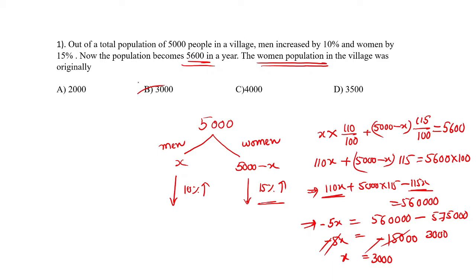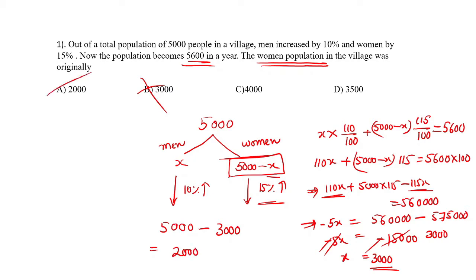X equal to 3,000, this is wrong. What is the question? The women population in the village was originally. The women population is 5,000 minus X, not X. X is for men, and 5,000 minus X is for women. So 5,000 minus 3,000 gives the answer 2,000. Okay, so your answer is 2,000, not 3,000.